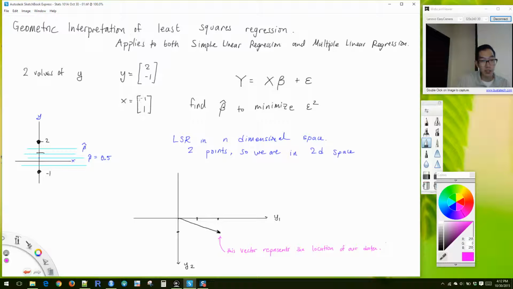Because our x is in the space (1, 1), this represents this. Trying to draw a straight line as much as possible. This one represents a unit vector in the space of x. So this is our unit vector x.